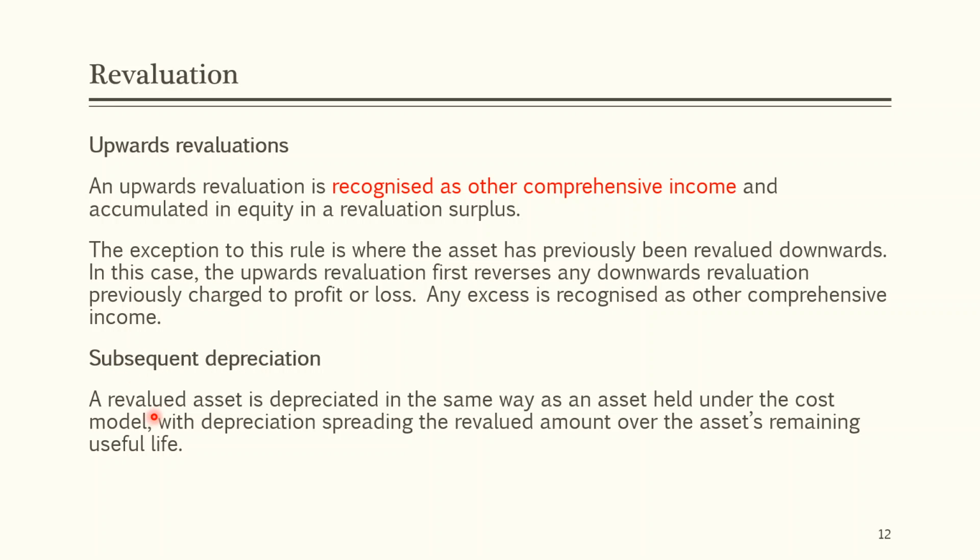Subsequent depreciation: a revalued asset is depreciated in the same way as an asset held under the cost model, with depreciation spreading the revalued amount over the asset's remaining useful life. Management can choose either the cost model or the revaluation model. If the revaluation model is picked, we have a new revalued amount at the beginning of each year, so we need to consider that amount as our depreciable amount. That is what it says here. The revalued amount is the one we divide by the useful life in order to determine the depreciation amount.